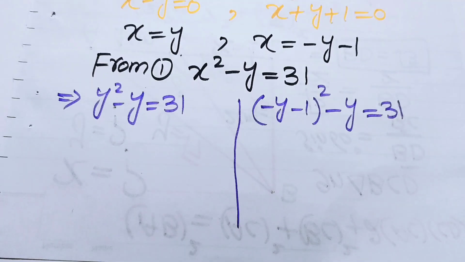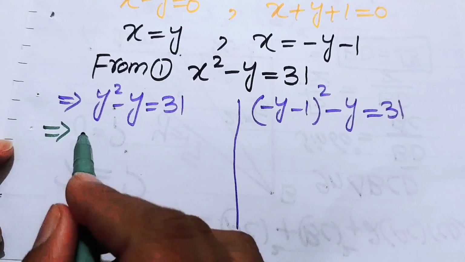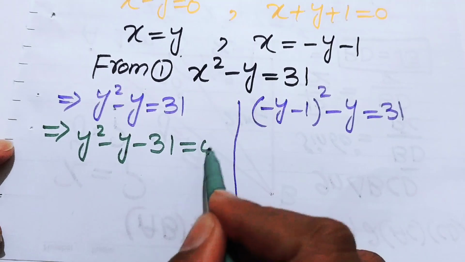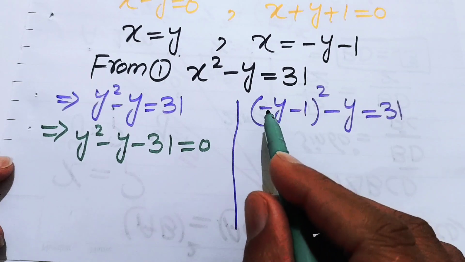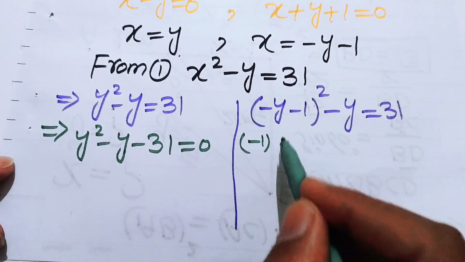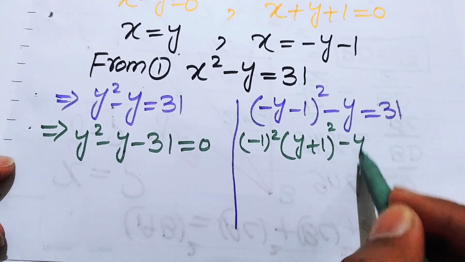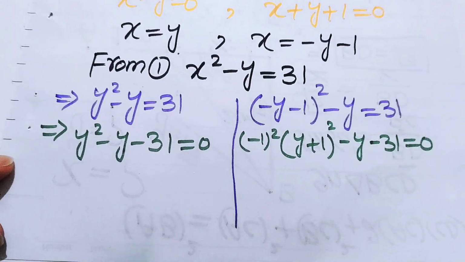In the next step we need to make the factors of this equation, so first we solve case number 1, and here we move this 31 to the left hand side, and you obtain y square minus y minus 31 equals 0. And in this case we first take common minus 1, and you write it as minus 1 square into y plus 1 whole square and minus y, and we move this 31 to the left hand side and you get minus 31 equals 0.